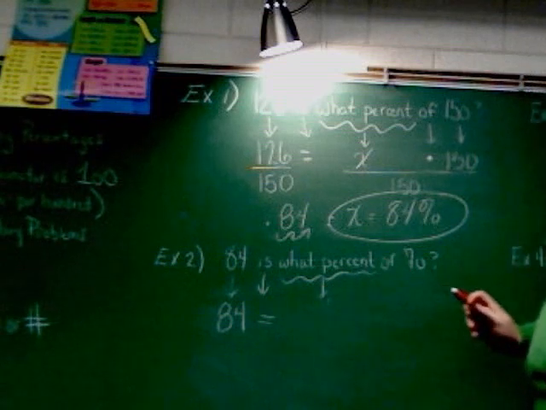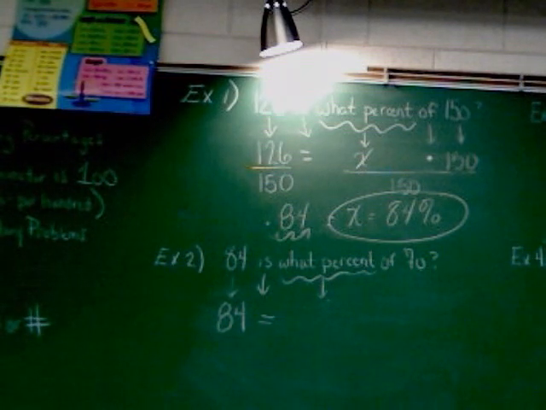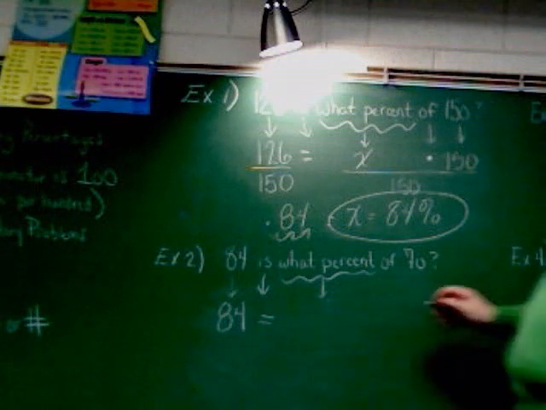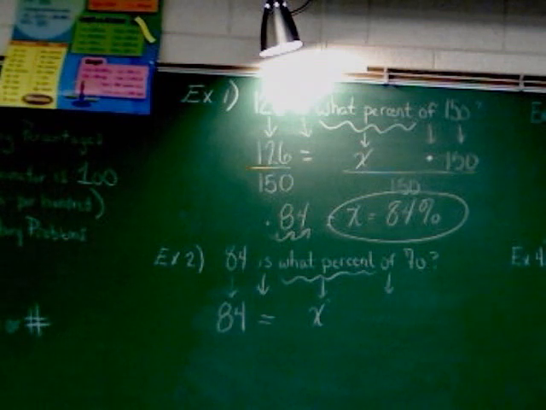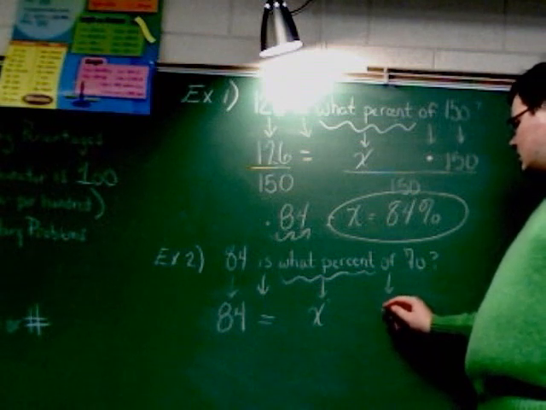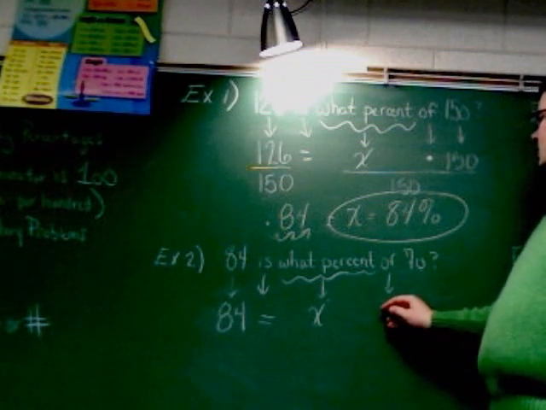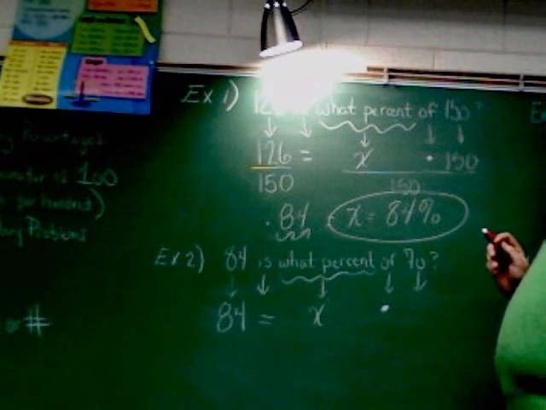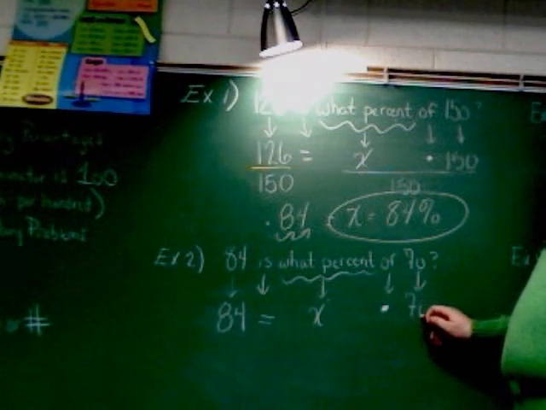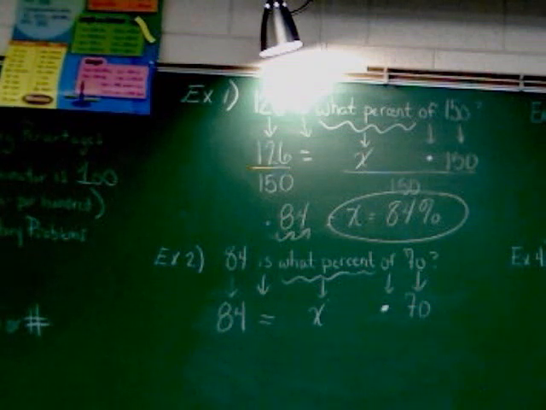The next thing we run into is our what, and that's going to come out as the variable. We can use whatever variable we want, but why be creative? Stick with x. Then I've got of. Of comes out as multiplication, a times sign. You can see I'm using the dot there. If you want to use x for multiplication, I don't know why you would, but if you want to, just make sure you don't use x as your variable. And then we've got 70, which translates as 70. So we've got 84 equals x times 70.